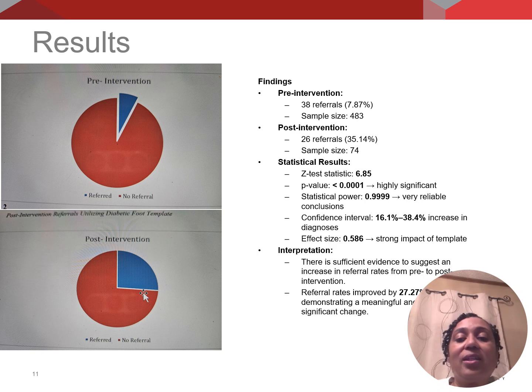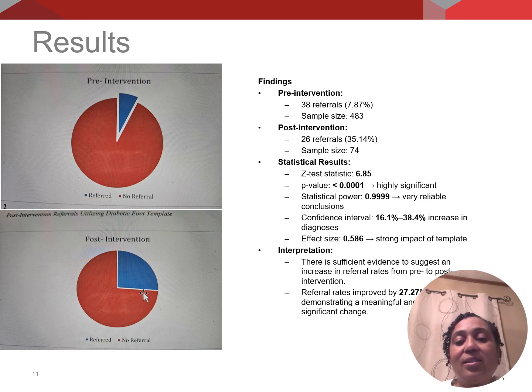The confidence interval suggested a true increase in diagnosis between 16.1% and 38.4%, which is important because zero was not included, confirming the effect is in one direction and showing a clear rise in referral post-intervention. So this is a one-way direction, showing that in the post-intervention, the referral rates are likely to increase. So it's showing that this has a significant value.